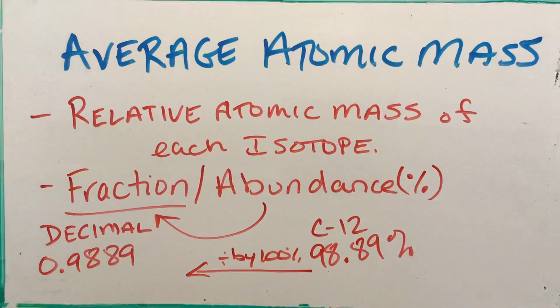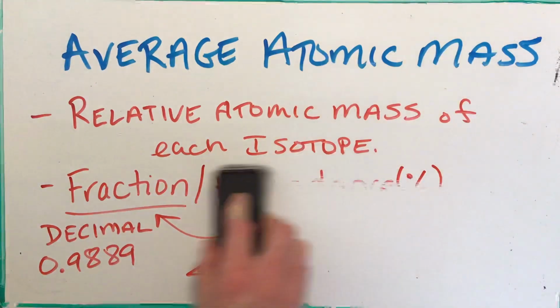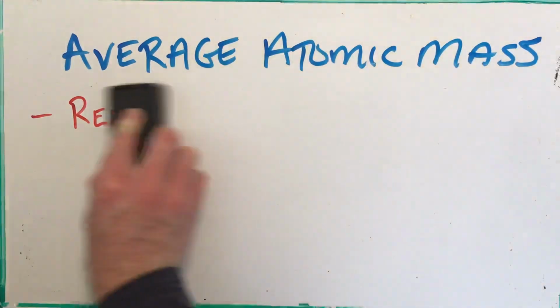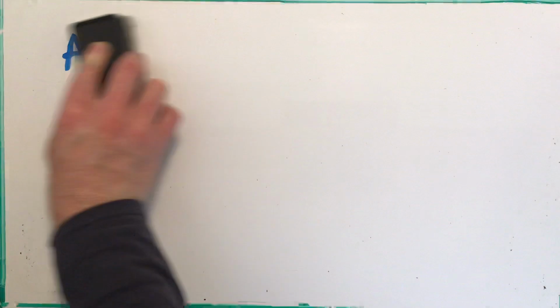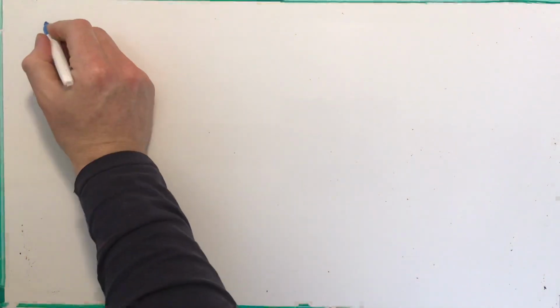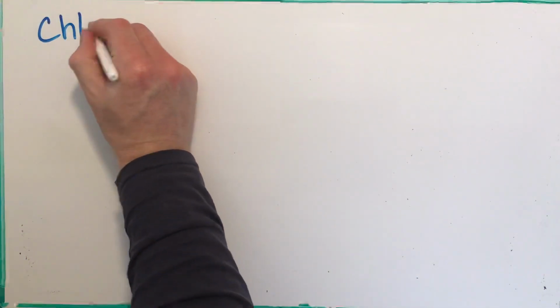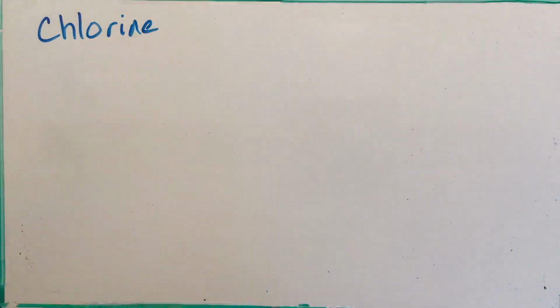Okay? So we need these two pieces of information for each isotope. I need the relative atomic mass, and then I need the abundance or fraction. And if I'm given abundance, turn it into fraction. All right? So let's do a question. All right? And I'll give you an idea of what we're going to encounter here. Chlorine. Chlorine has two isotopes, and we're going to figure out the average atomic mass given the information.